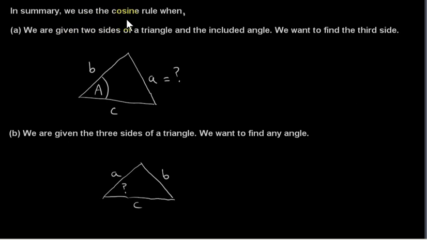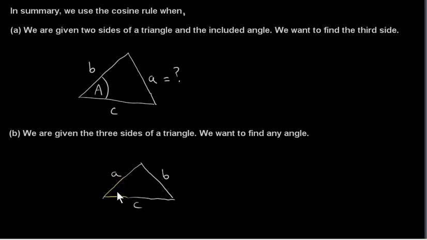So, in summary, we use the cosine rule when we are given two sides of a triangle and the included angle, and we want to find the third side. And we're looking for a side, so we call it small a. And the other situation is where we are given three sides of a triangle, and we want to find any angle. So suppose we want to find this angle here.